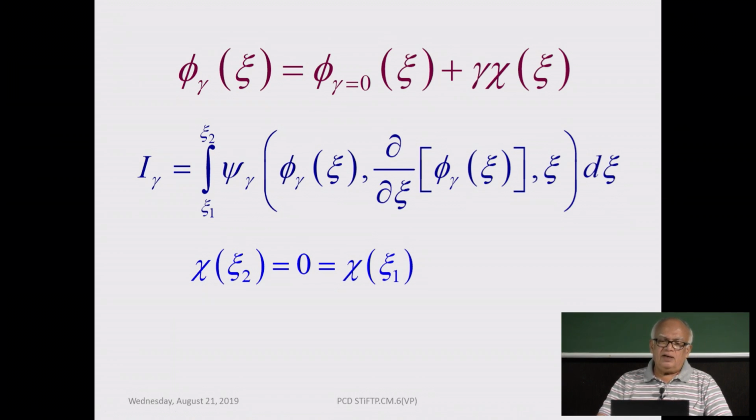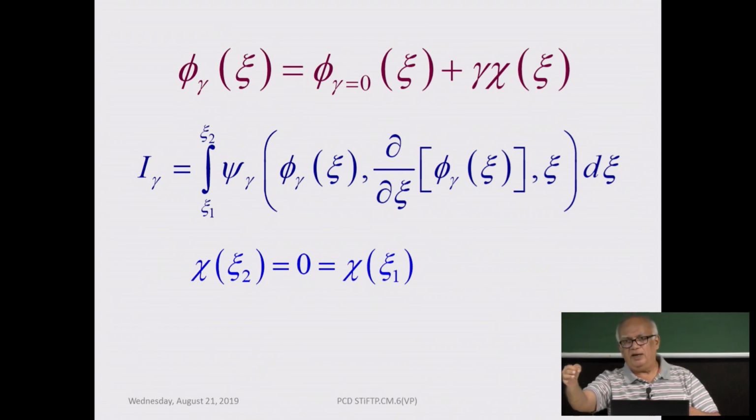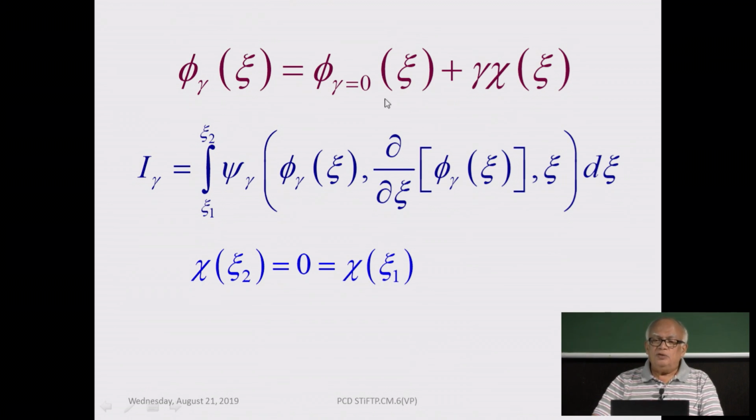And then our consideration, and this is the key point, so pay attention to this, that at the end points there is obviously no variation, because you know the start point and the end point in the xi space. On the time axis it will be the start and the finish. But for a general function of an arbitrary variable xi, it is two end values, xi1 and xi2, and at these values there is no change.